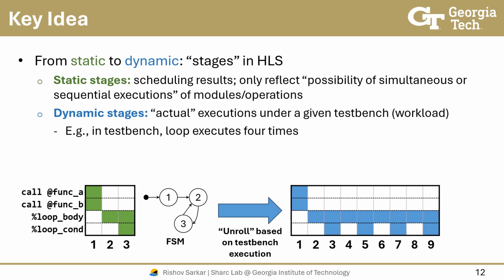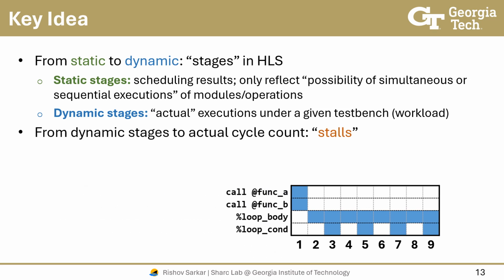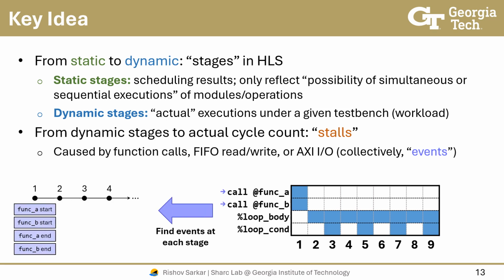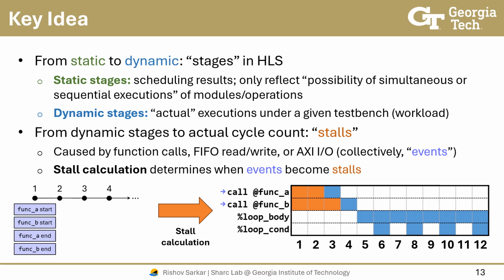within the dynamic schedule. To get from this dynamic schedule to our simulated cycle count, we need to consider stalls, which might occur for several reasons in our simulation, like function calls, FIFO reads and writes, or external memory operations. We denote all these potential stall points as events. During stall calculation, our simulator determines which of these events actually become stalls, and if so, for how many cycles they're stalled.